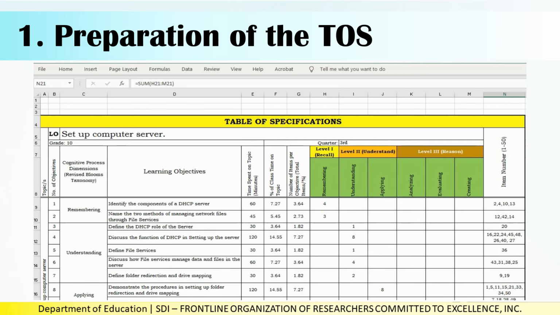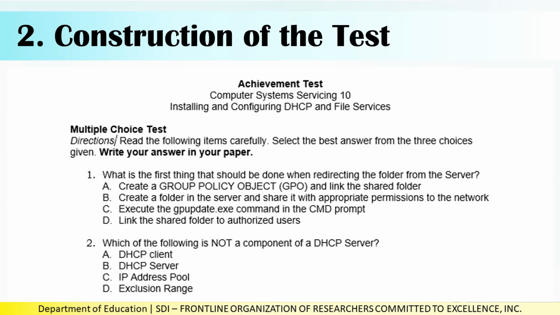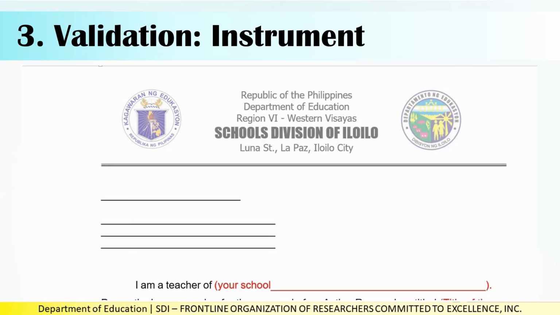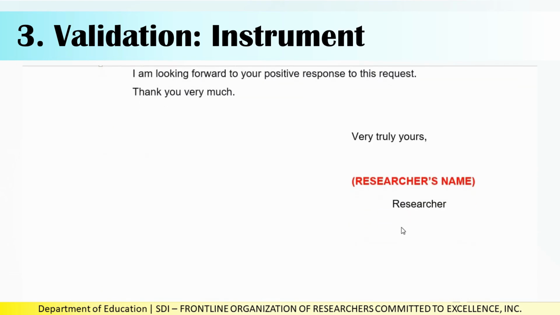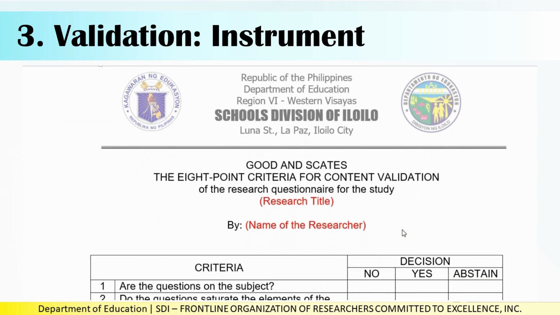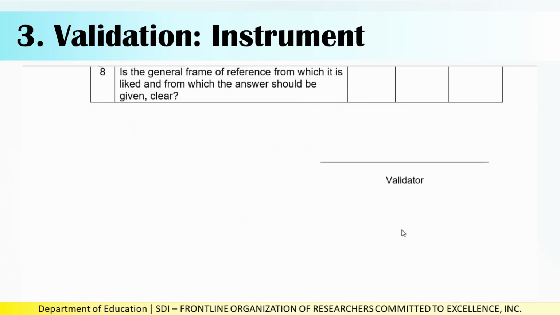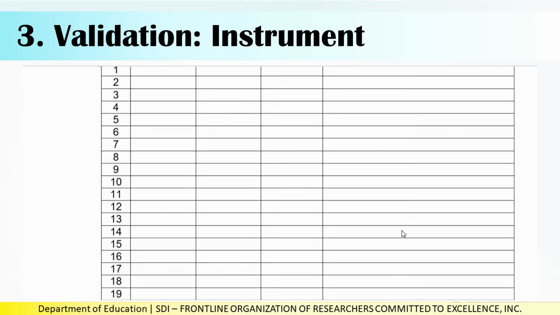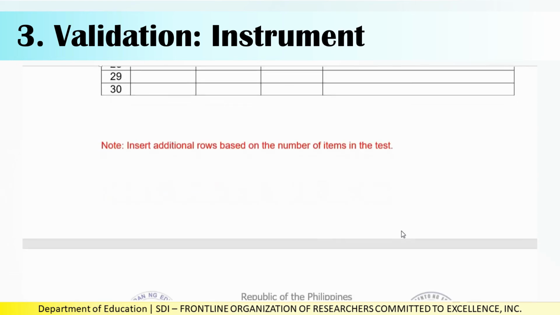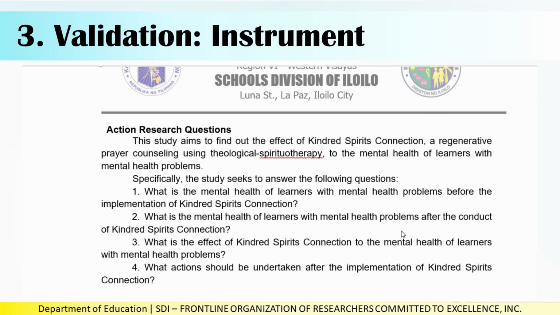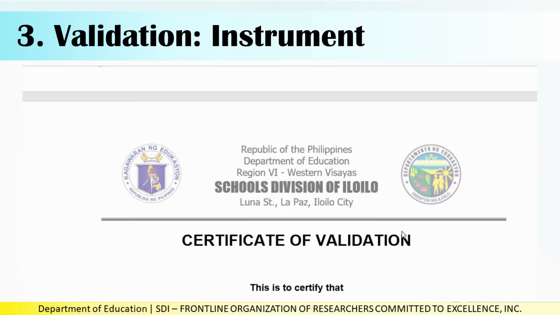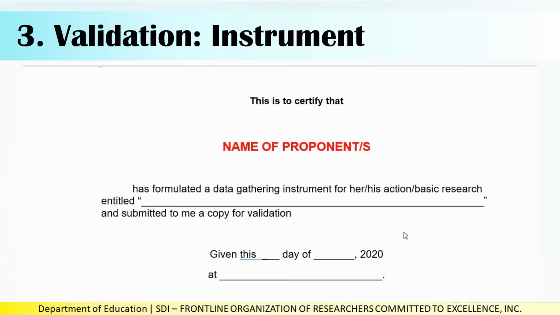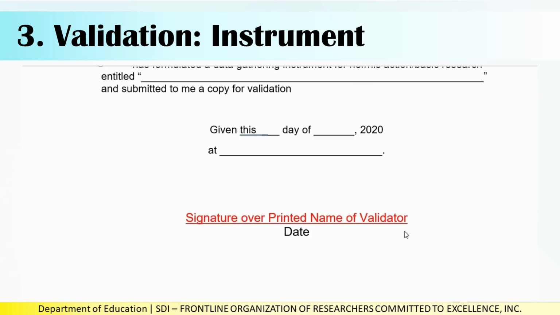Next is a sample of the test constructed as a result of the process of test construction. As shown, we have the validation process, and these are the documents needed. We have a new guideline or template for this. Basically, this includes the letter to the validator, the certificate of validation, the research questions, as well as other documents.